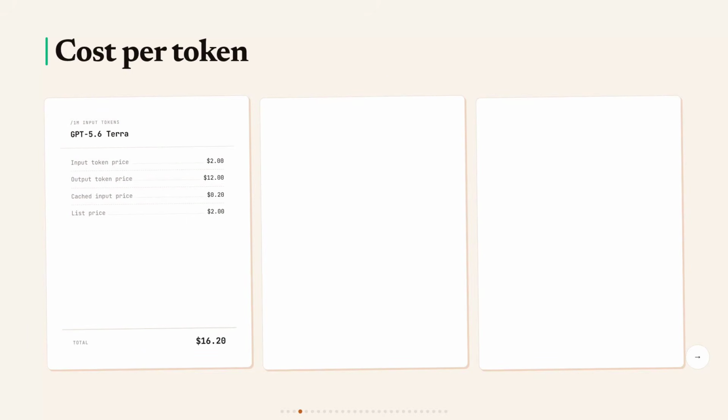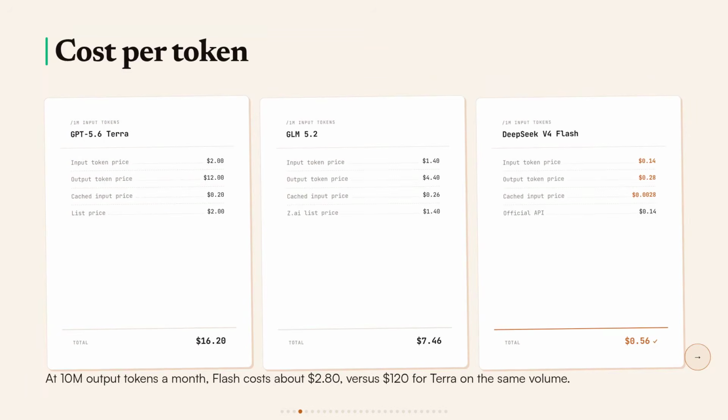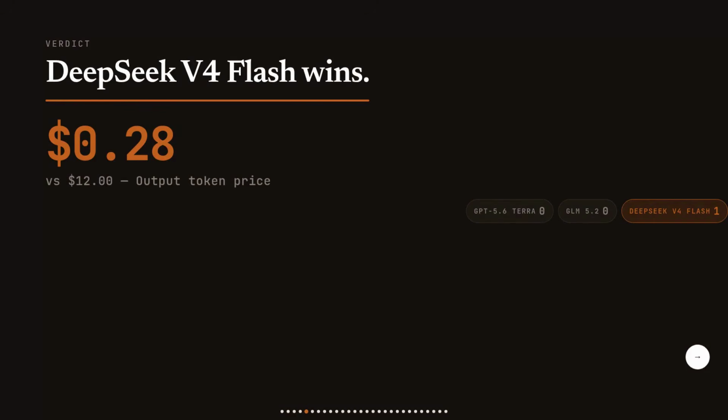Here's what that looks like at scale. At 10 million output tokens a month, Flash costs you about $280. Terra, on that same volume, runs you around $120. DeepSeek V4 Flash wins this test clean. No asterisks, at least on paper. That's a 43 times difference between Flash and Terra on the exact same metric.